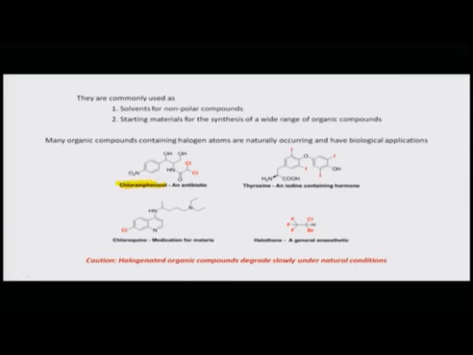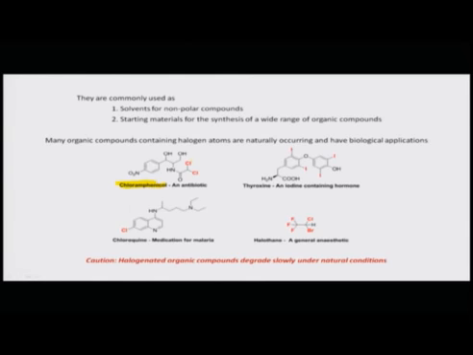This is an antibiotic. This particular molecule is an antibiotic. You can see that it has 2 chlorine atoms attached to this. By antibiotic, I mean something that has antibacterial properties. So this can be used against bacterial infections that can cause us various diseases.